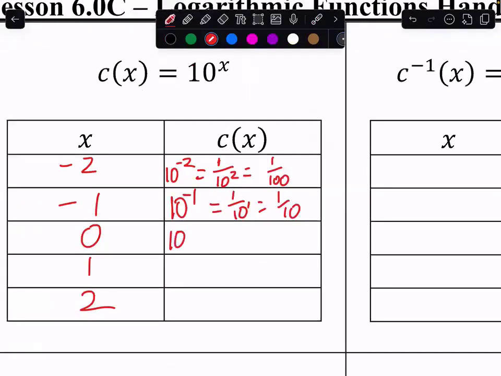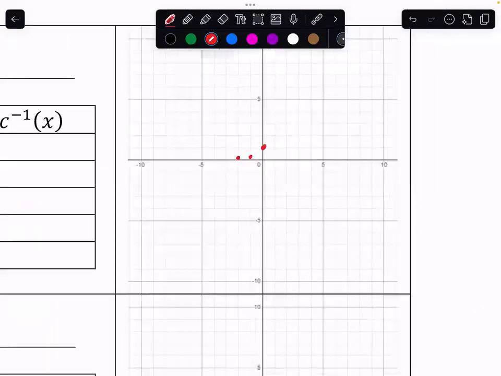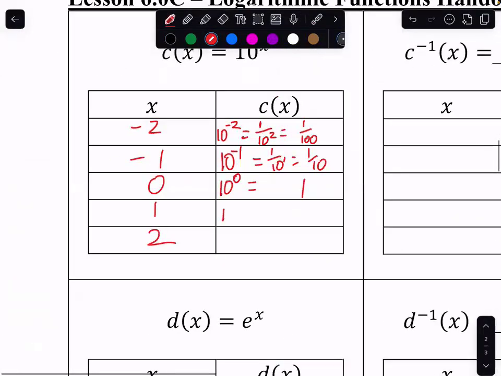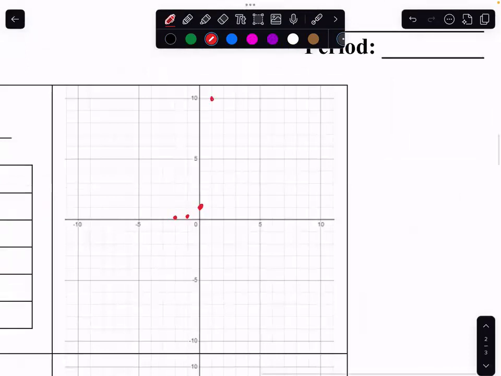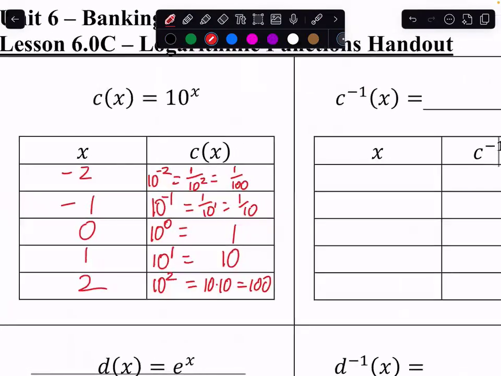Okay, 10 to the power of 0. Anything to the power of 0 equals 1. So 0 comma 1. When x is 1, y is 10 to the power of 1, which is just 10. So 1 comma 10. And when x is 2, y is 10 to the power of 2. So 10 times 10 would be 100. Okay, so 2 comma 100.